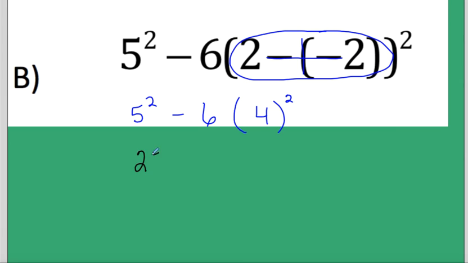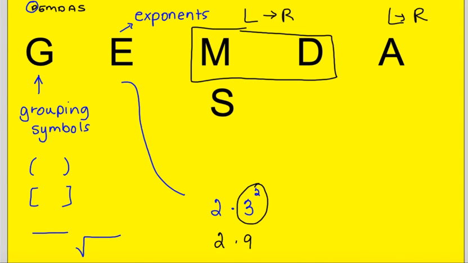So I have 25 minus 6 times 16, okay? Because I have to do the multiplication next, 6 times 16 is 96. And then 25 minus 96 is going to give me negative 71. Okay, so let's just review. Grouping symbols first, exponents, multiplication and division, and addition and subtraction.